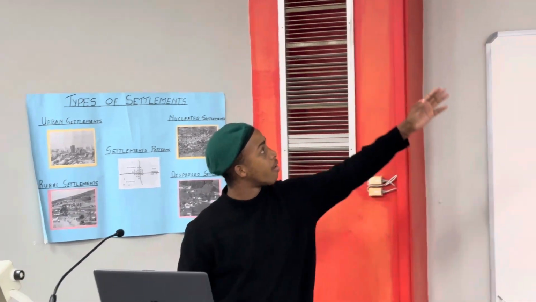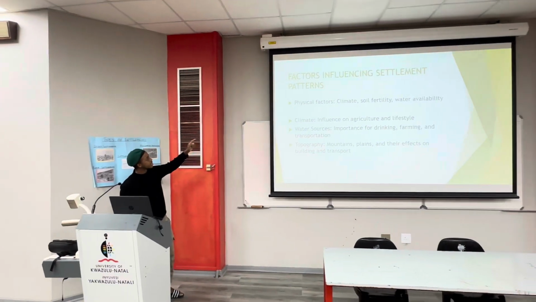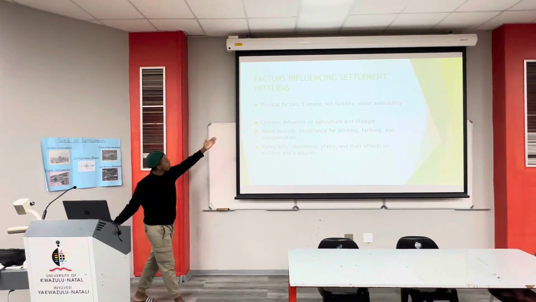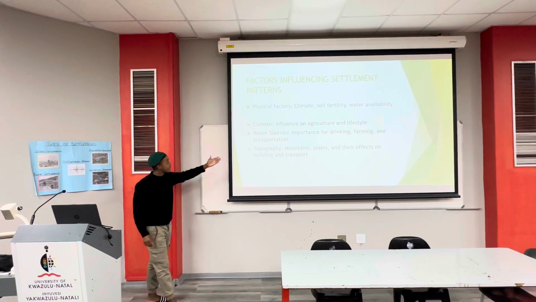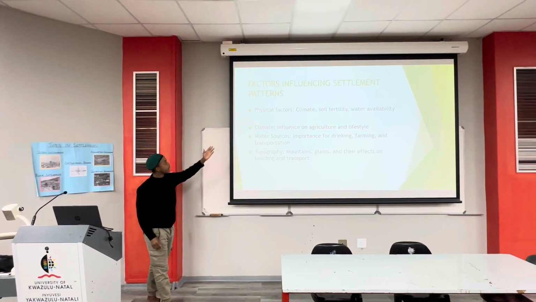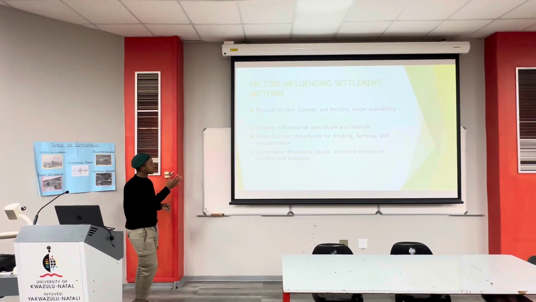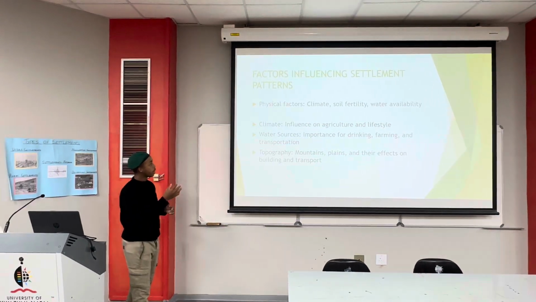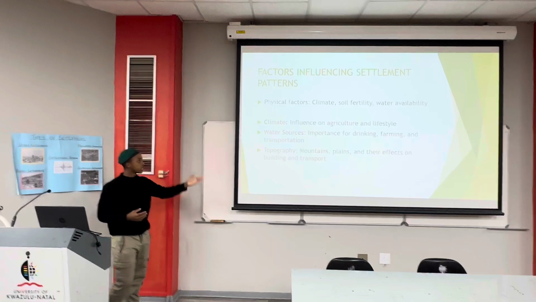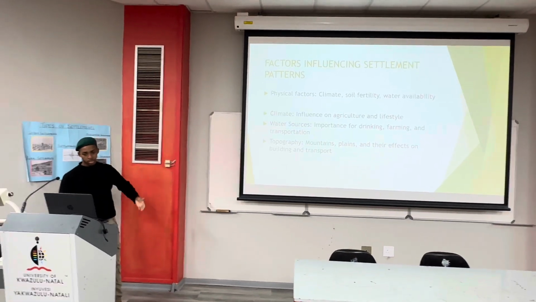Now we're going to move to our factors influencing settlement patterns. We have physical factors. What are those physical factors? We are looking at the climate, which influences agriculture and lifestyle. We have water sources, important for drinking, farming and transportation, and we have topography, which includes mountains.